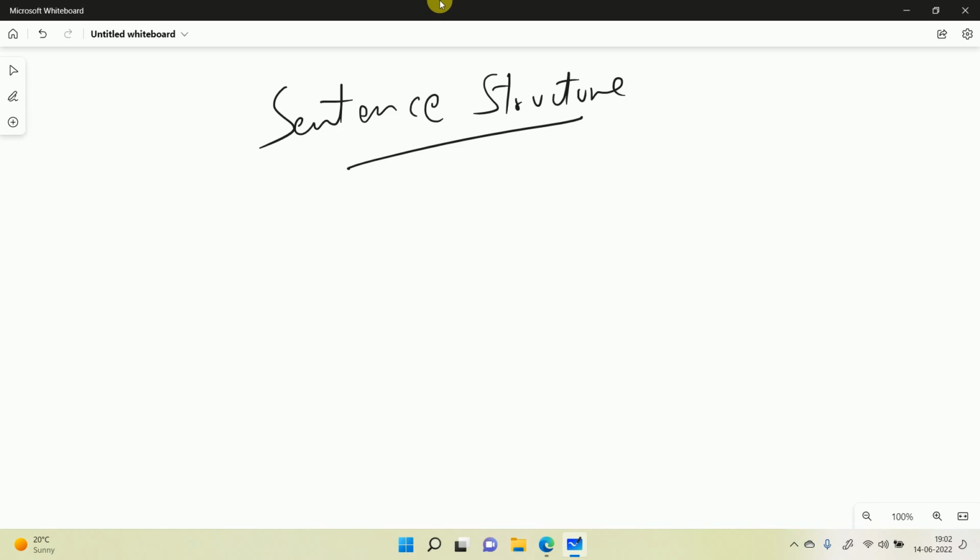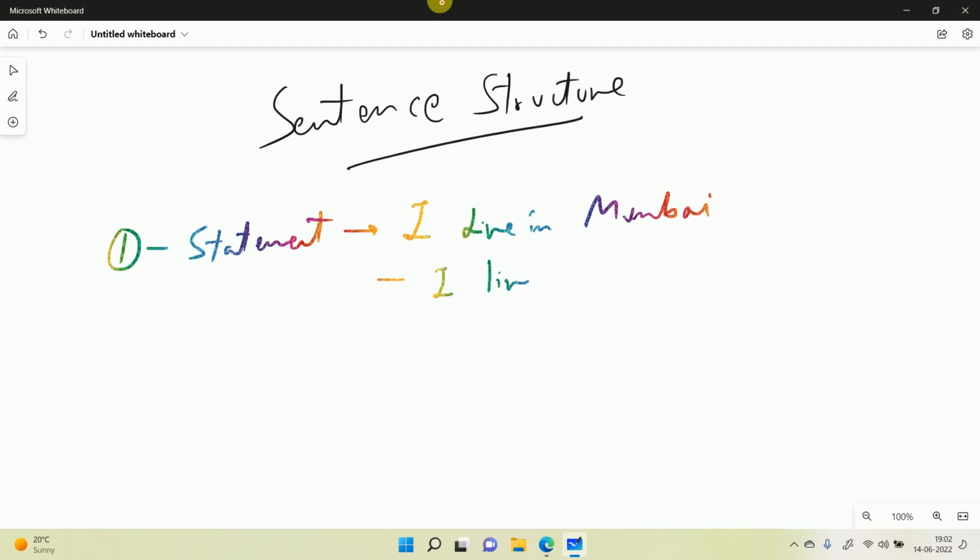So, first of all, there are invariably four types of sentences you will encounter in German. First of all is the statement. It's purely a statement like I live in Mumbai, right? Or I like pizza. It's a pure simple sentence. So these are all statements.